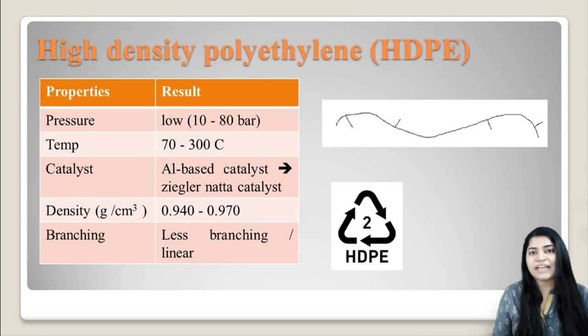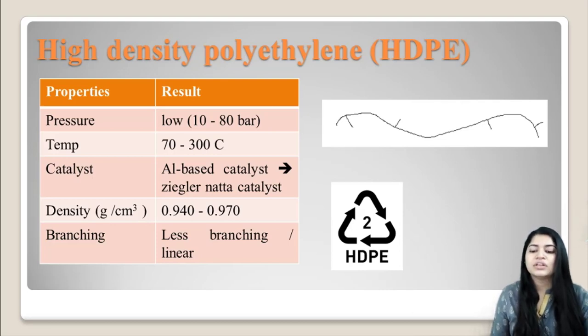Here note down the catalyst which you are using to carry out the polymerization reaction. It is an alumina based catalyst, also called Ziegler-Natta catalyst. So the important thing you have to note down is that Ziegler-Natta catalyst is used. Now the density here is 0.94 to 0.97. You can see density is very high. Branching is very less. It can also be said that it is linear. So here you can see in the image that your branching is very less.